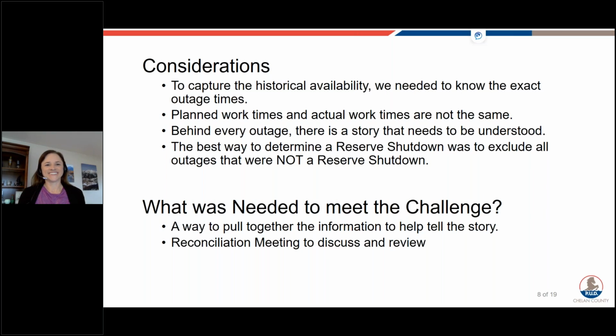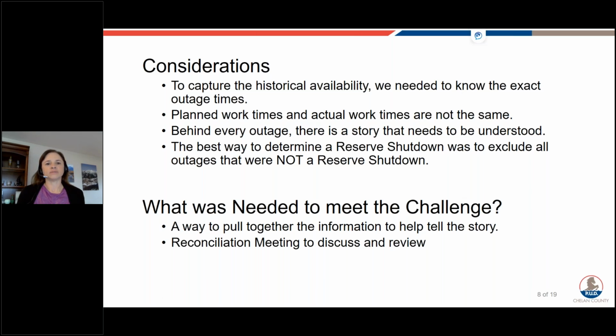Considerations for this: to capture the historical availability, we needed to know our exact outage times. We were capturing our events, but not the exact times of the events in all cases. Planned work times and the actual work times aren't the same. So our ITOA system that we use captures planned work, but it isn't always a perfect representation of our actual work. Behind every outage, there's a story that needs to be understood, and we were finding that the data alone wasn't enough for us to fully understand that outage event.